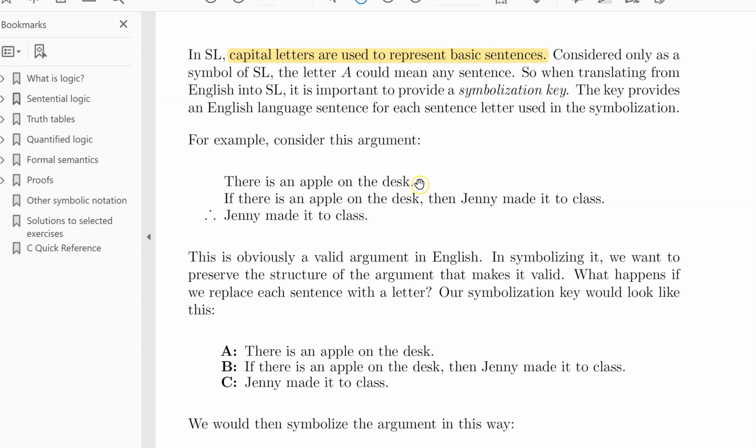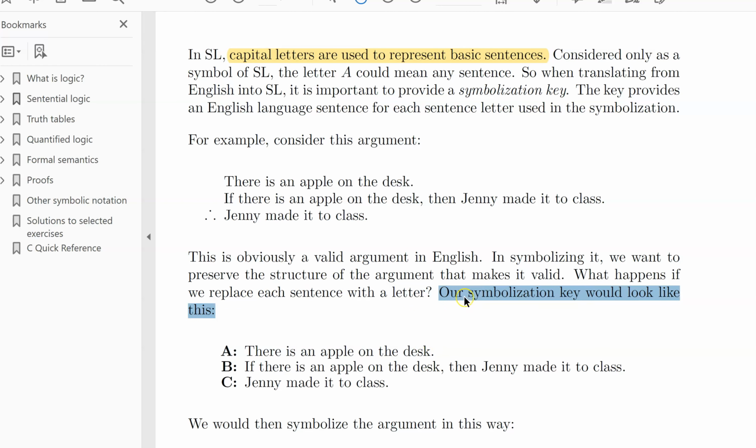So there's an apple on the desk, and we have this rule that's always true. If there's an apple on the desk, then Jenny made it to class. If both these things are true, there's no way Jenny didn't make it to class, right? So it's obviously a valid argument in English. In symbolizing it, we want to preserve the structure of the argument that makes it valid. So they ask us, what happens if we replace each sentence with a letter? And they ask us to make something called a symbolization key.